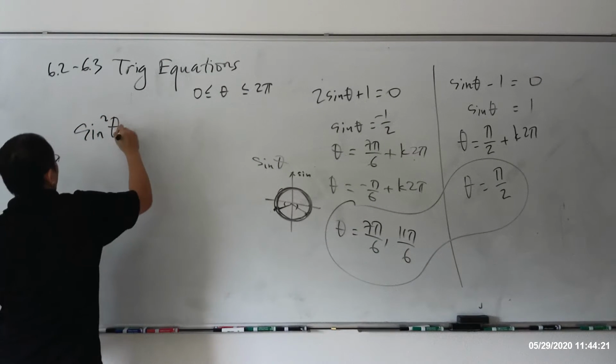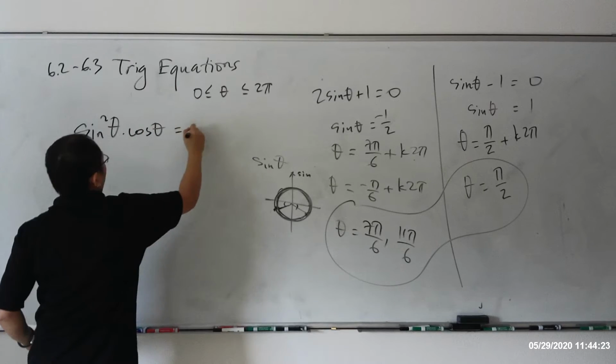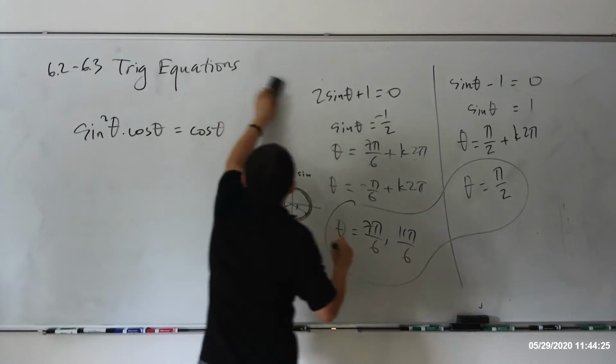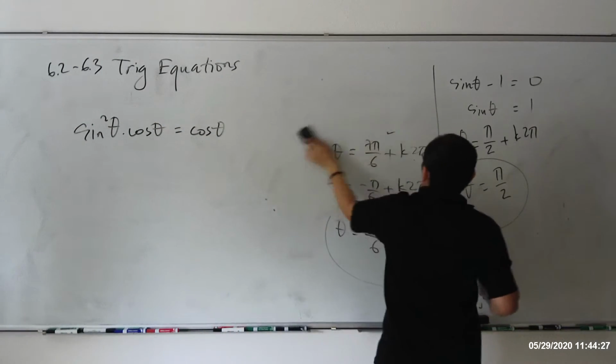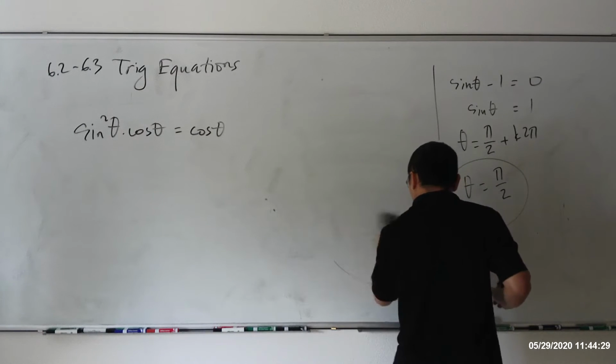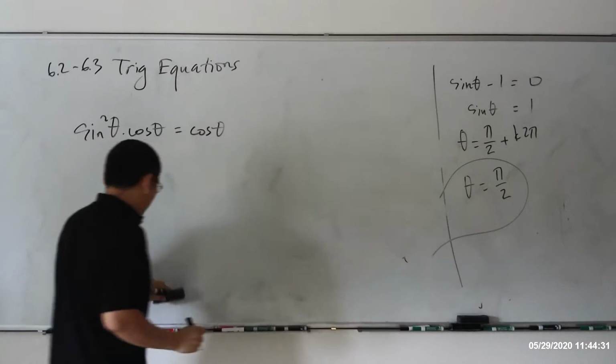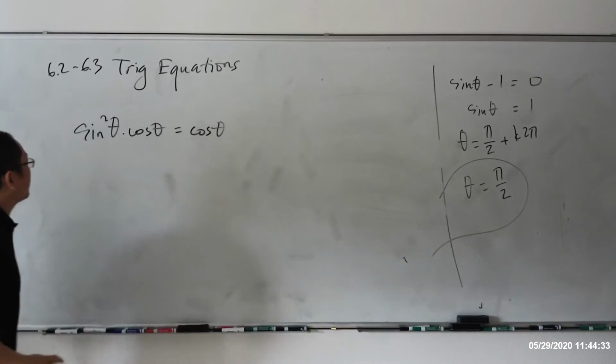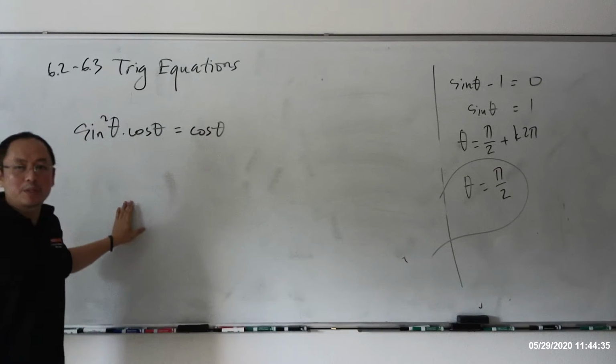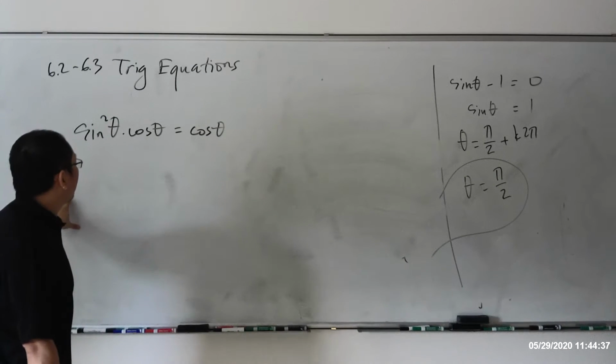sine squared theta times cosine theta equal to cosine theta. I see something interesting about this problem. Here's a very common mistake that I've seen over and over when people try to solve the problem.